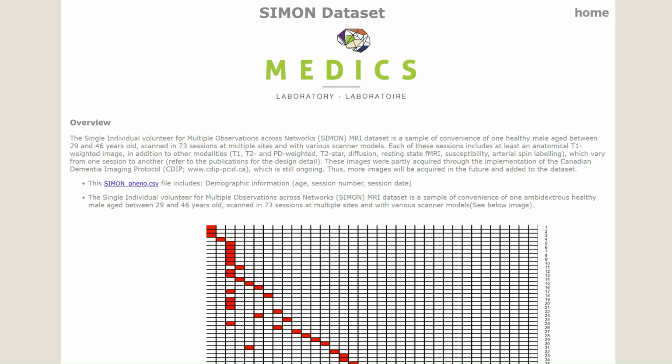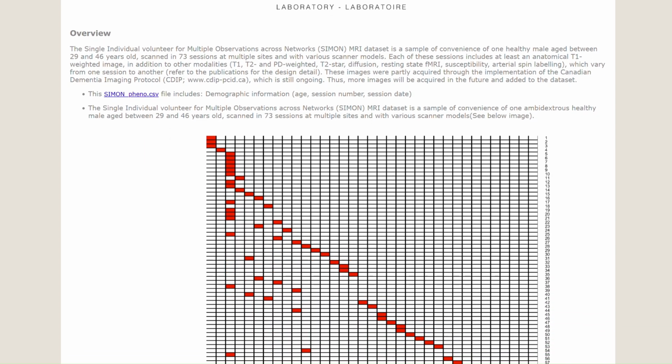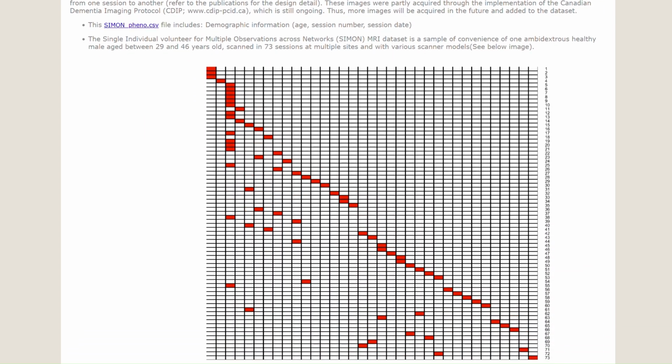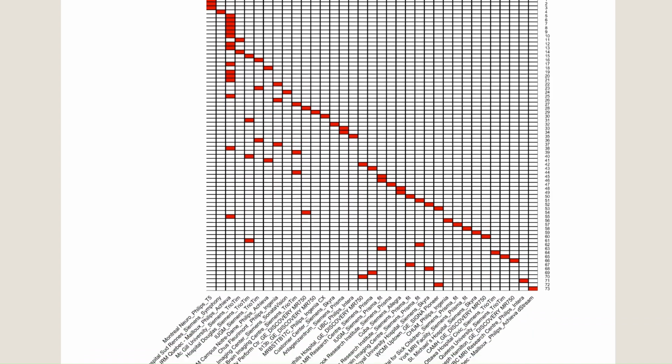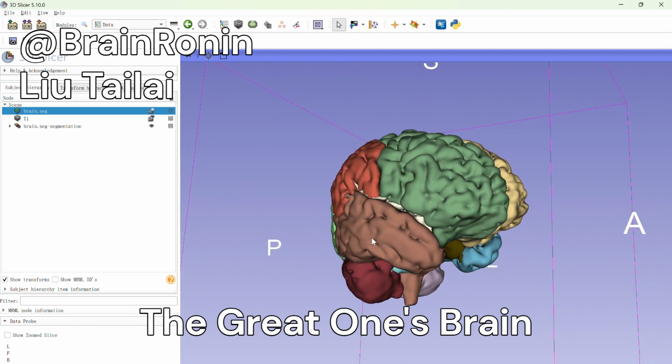There is a Simon dataset that contains dozens of brain MRIs from a single subject acquired on the same scanner as well as on different scanners, making it very suitable for validating the robustness of brain MRI segmentation methods. Let me first briefly introduce my approach.